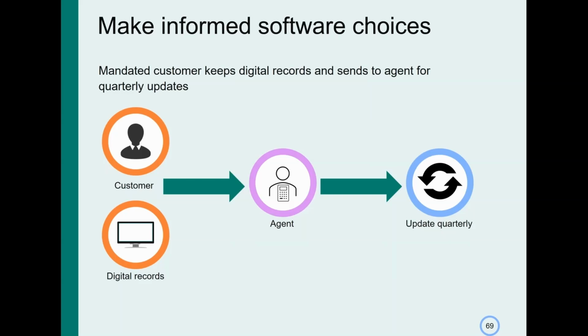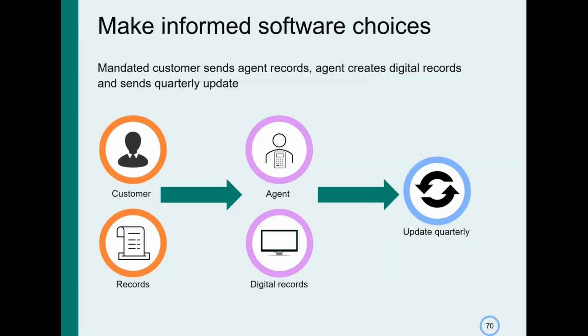Here we have a mandated customer who sends their business records to the agent to create the digital records. Note that there is no requirement for the business records to be transferred by digital link. At the end of the quarter, the agent uses their compatible software to send the quarterly update.